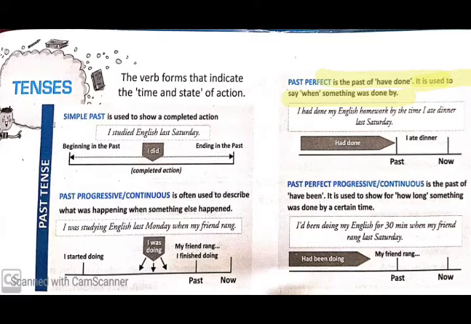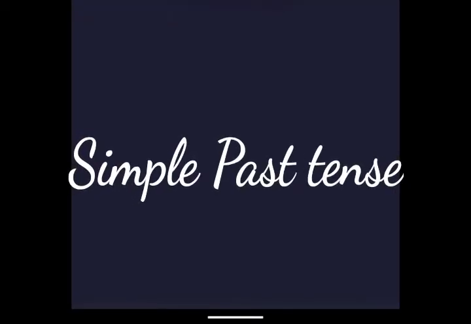Similarly, past perfect tense is the past of have done. It is used to say when something was done by. Okay. And the last is past perfect progressive or past perfect continuous tense. It is the past of have been. It is used to show for how long something was done by a certain time. Okay. So if we want to talk about duration of past, then we use past perfect continuous tense. Students, in today's video we are going to start with simple past tense.